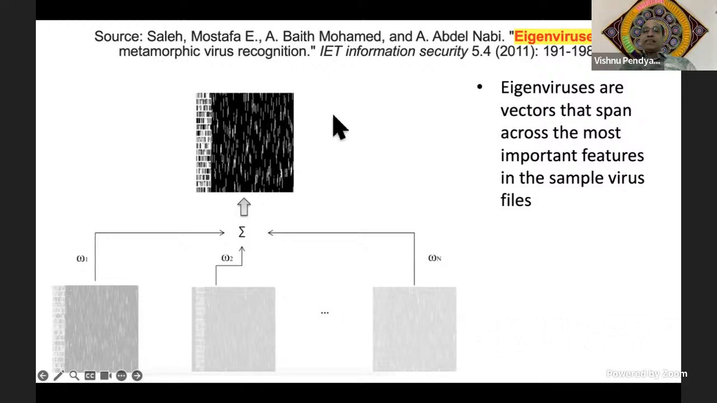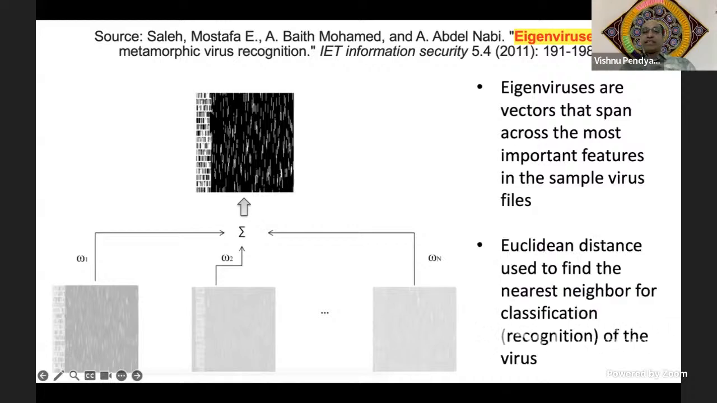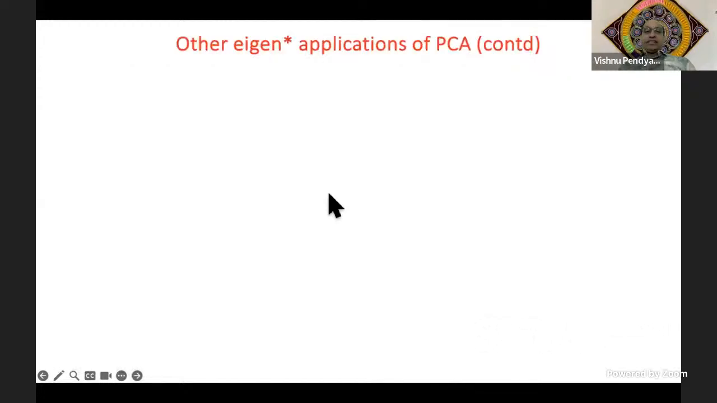Eigenviruses are vectors that span the most important features in the same virus files. So these are all virus files, infected files. Then Euclidean distance is used to find the nearest neighbor for classification of the virus. So which virus is present in the file can be identified by using a KNN algorithm, just like in the case of eigenfaces. There are many such applications of PCA.